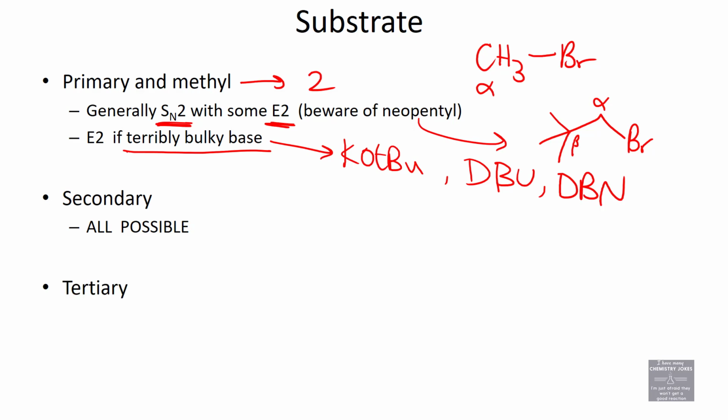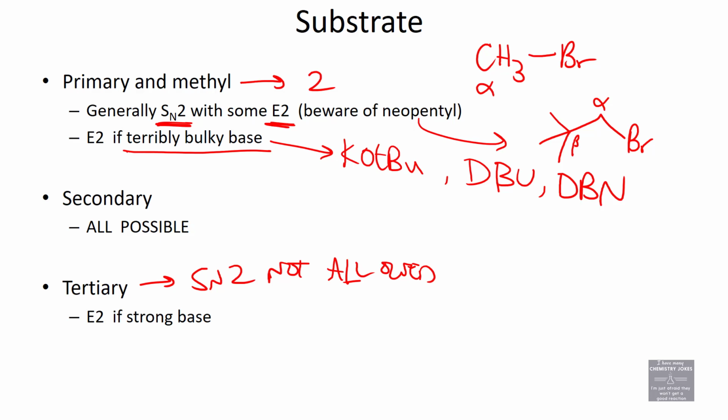If it's tertiary, what can you not do? SN2 is not allowed when it's tertiary because it's too crowded. So you can do E2 because you're not reacting at the alpha carbon in elimination, you're reacting at the beta carbon. So E2 is possible, and if you have a strong base, you're going to do that. If you don't have a strong base, you're going to do the one paths.